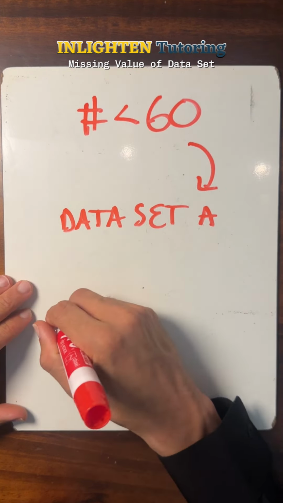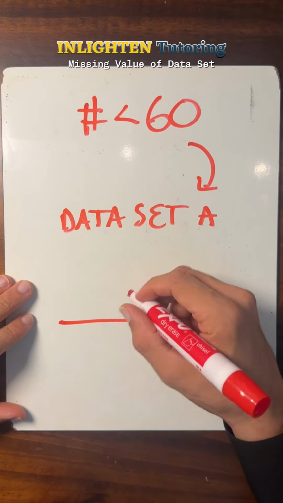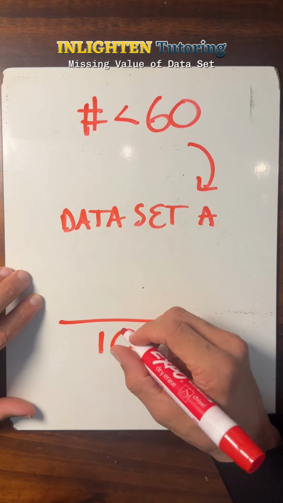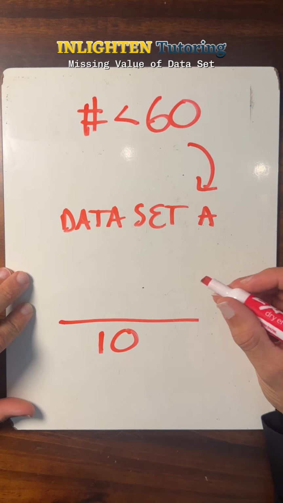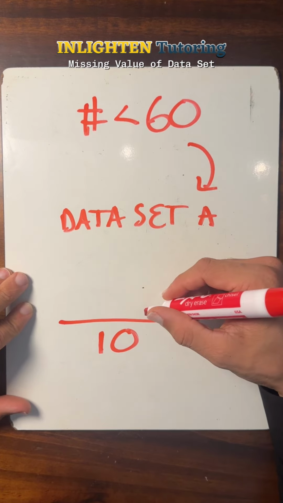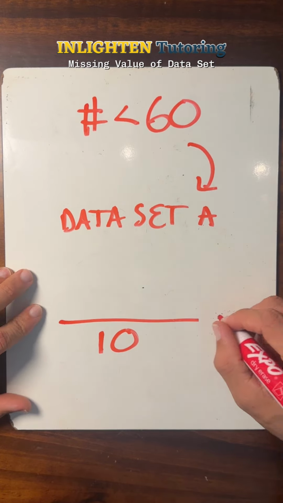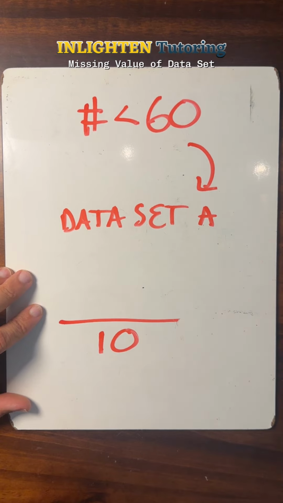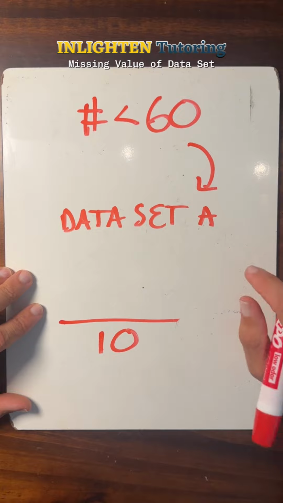So we know that there's going to be a total number of numbers that is going to be divided by 10, and that has to be greater than 42. So what is that total number of numbers that has to be? Well, either it can be 43, 44, 45, 46, 47, etc. Right? But this last number has to be less than 60.